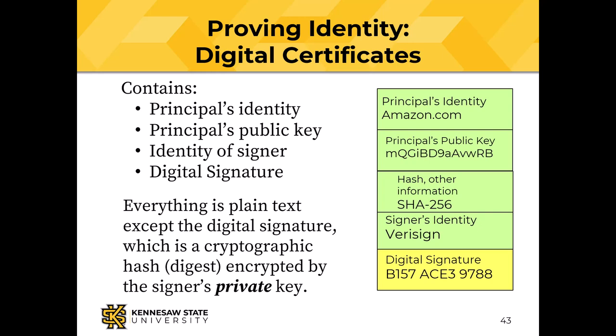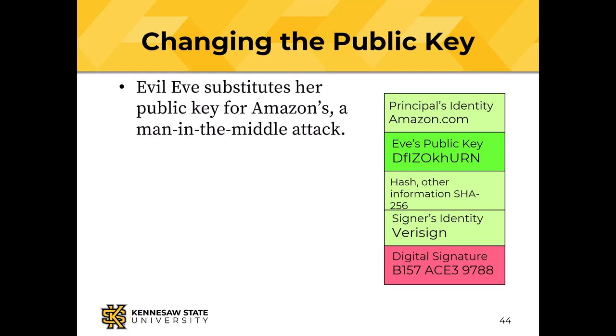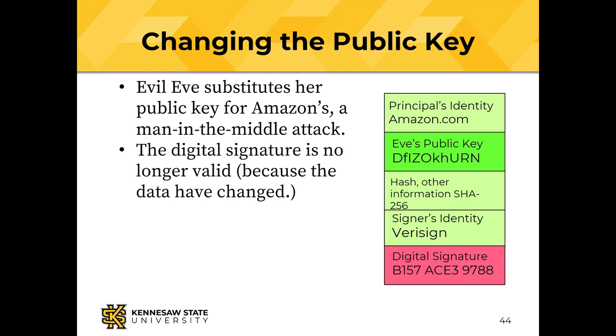Amazon presents this certificate when you connect to their server, and it says VeriSign has promised you that we are really Amazon and you can stick your credit card number in there. Now watch what happens if somebody tries to change something. Do a man-in-the-middle attack. Okay. The key part of what was on the previous slide was Amazon's public key. Here, Evil Eve has substituted her public key for Amazon's. The digital signature no longer validates. If Eve tries to substitute her public key for Amazon's, the digital signature fails, and we can find out that we should not trust that certificate. When your web browser says, I don't think you should trust this certificate, believe it.